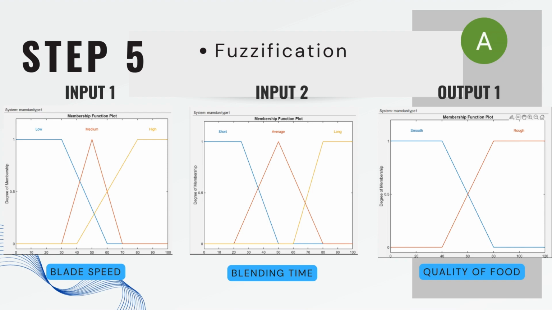So step 5, at the membership function plot viewer, you can see the fuzzification process. That is the graph: input 1, input 2, and output 1.